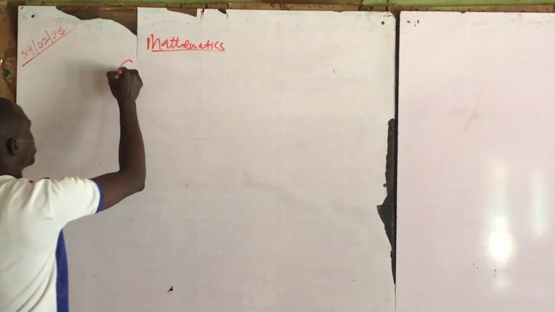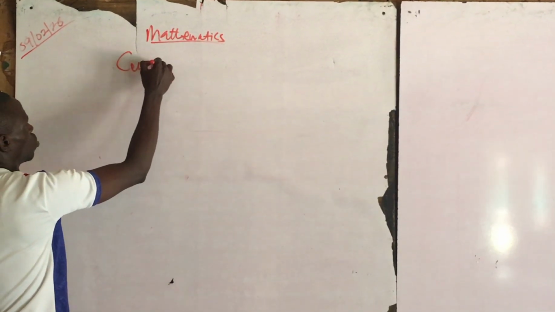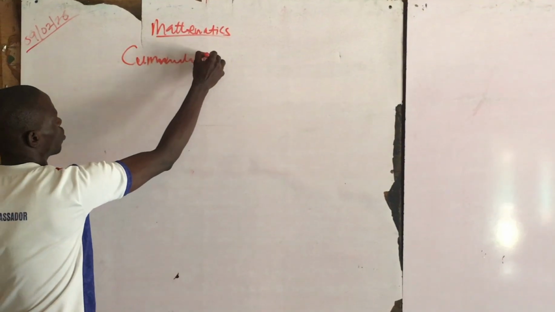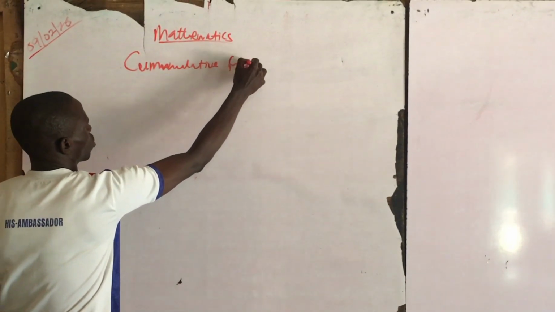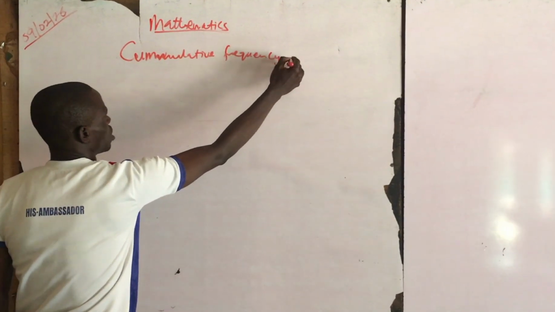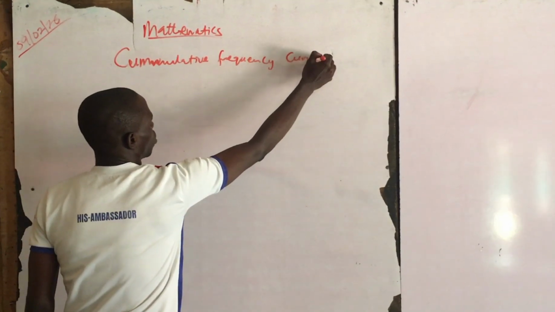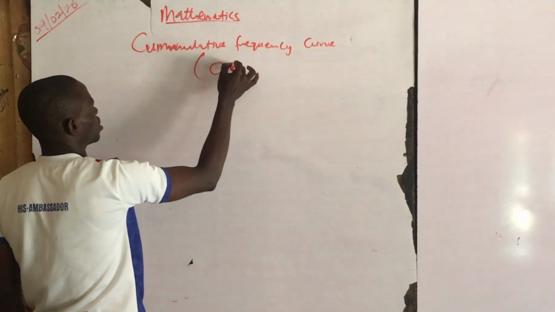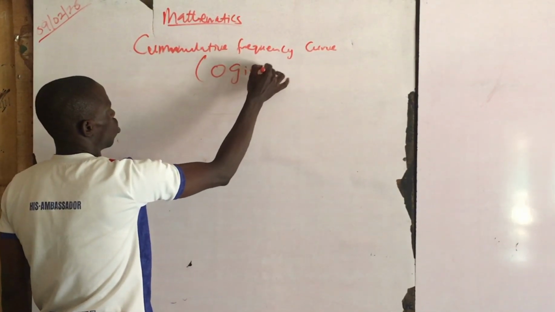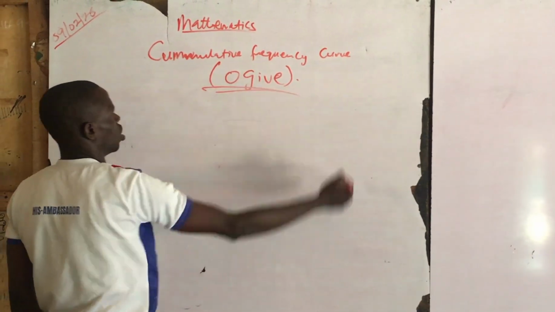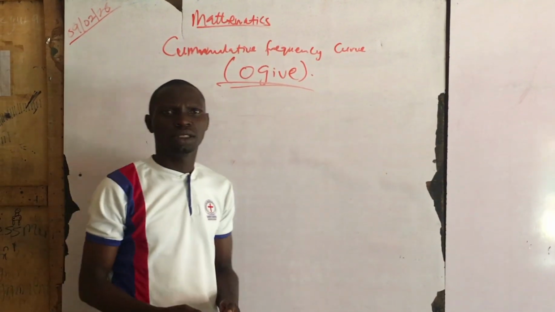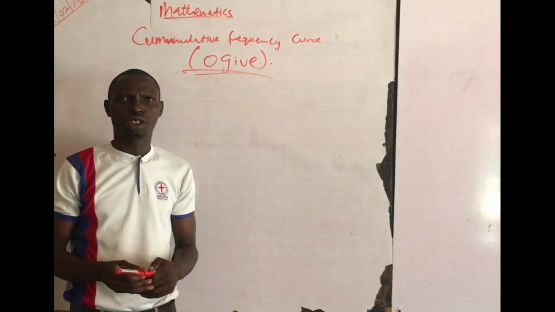So today we are taking cumulative frequency curve, otherwise known as Ogive. Alright, that is what we are going to treat.